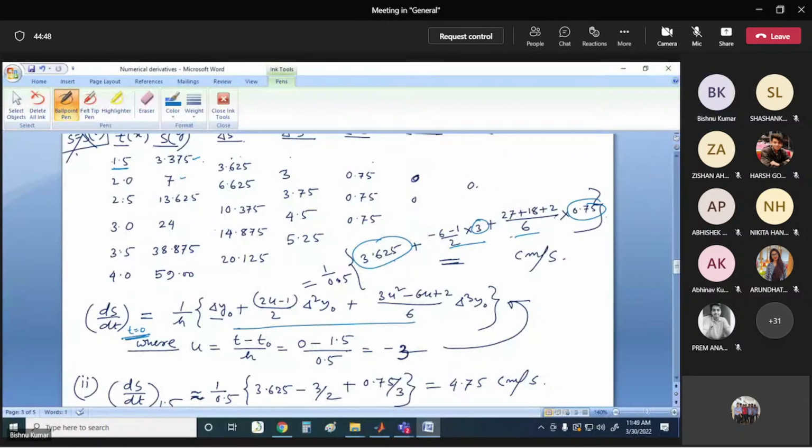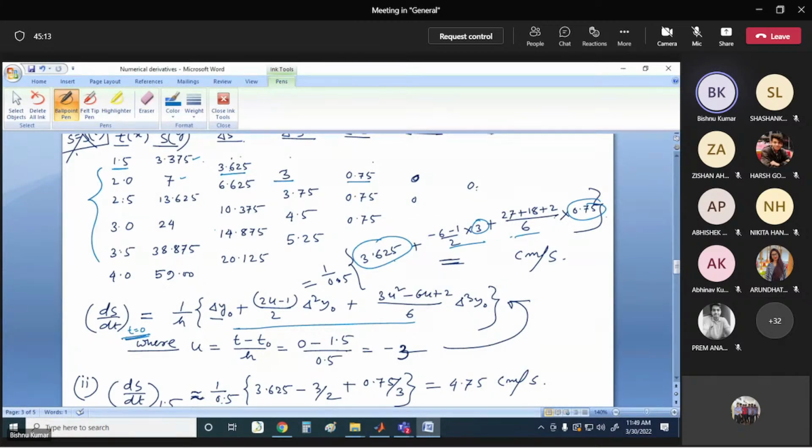Okay. So that times 1 by h outside. What is h for this data set? 1 by 0.5. The first difference, that is the upper diagonal elements. First difference, second difference, third difference. Then the remaining difference is 0. So this minus this by 2 plus this by 3.